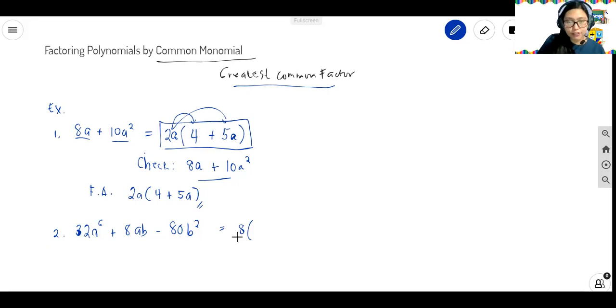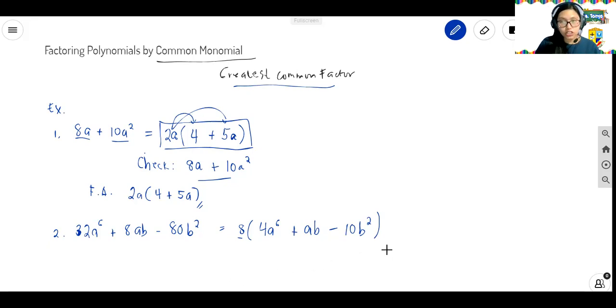So we already have our first factor, which is 8. Let us now write the remaining factors by dividing all the given terms by 8. So 32a to the 6 divided by 8 will give us 4a to the 6, plus 8ab divided by 8 will give us ab, minus 80b squared divided by 8 will give us 10b squared. Therefore, the factored form of 32a to the 6 plus 8ab minus 80b squared is 8 times (4a to the 6 plus ab minus 10b squared).